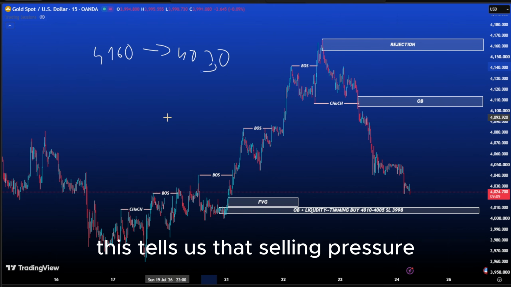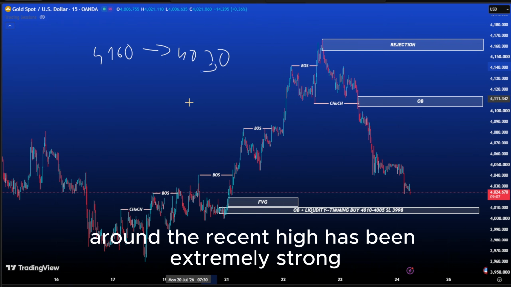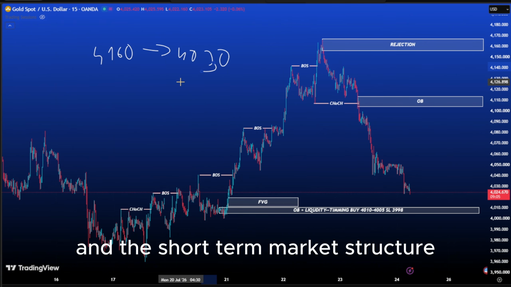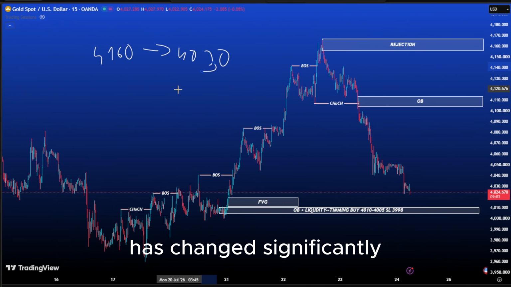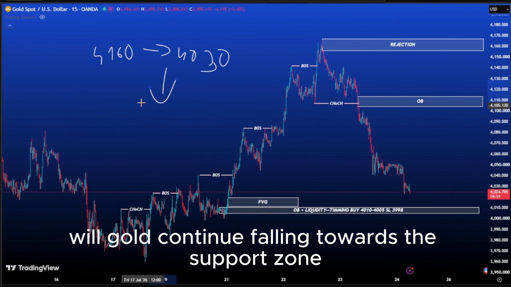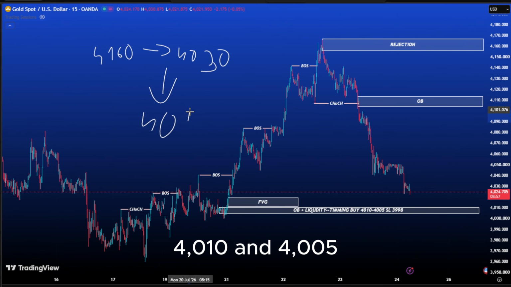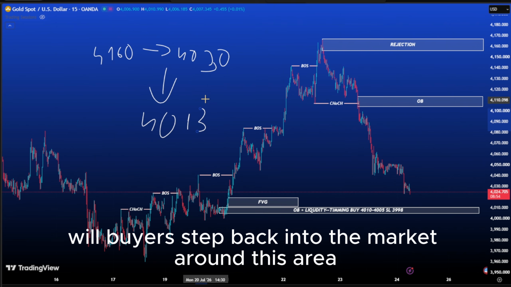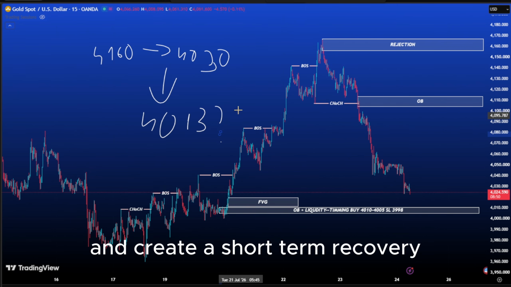This tells us that selling pressure around the recent high has been extremely strong, and the short-term market structure has changed significantly. The most important question right now is, will gold continue falling toward the support zone between 4,410 and 4,525? Or will buyers step back into the market around this area and create a short-term recovery?